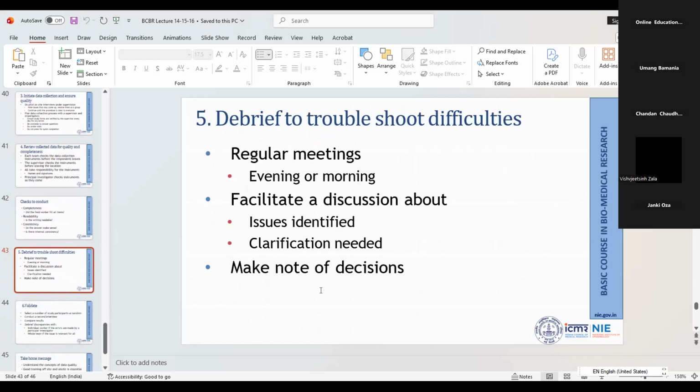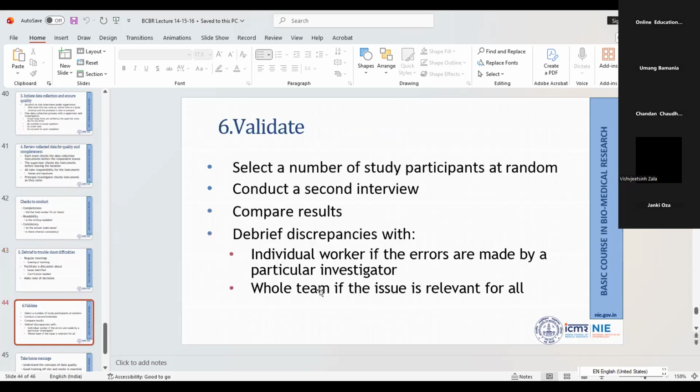Next is debrief to troubleshoot difficulties. It is done by regular meetings, evening or morning, and facilitate discussion about is there any issue identified during data collection or any clarification is needed or not, and make notes of the decision that this type of correction was done. And last and not least, very important, the validation.